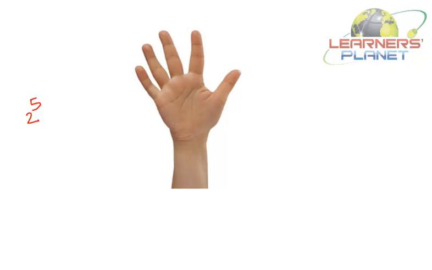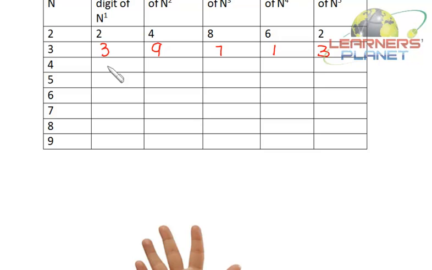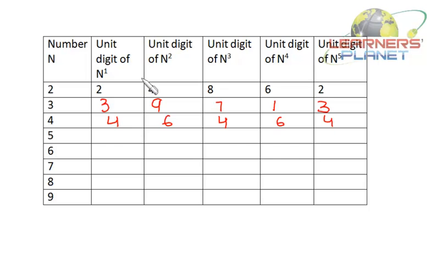So let's fill. It's 4 raised to 1 will end in 4. 4 square will end in 6. Then 6 4s are 24. 4 4s are 16. So we'll be getting 4 6 4 6 and so on. So I would repeat over here: if 4 is raised to an odd power, we'll be getting 4, and if 4 is raised to an even power, then we'll be getting 6.